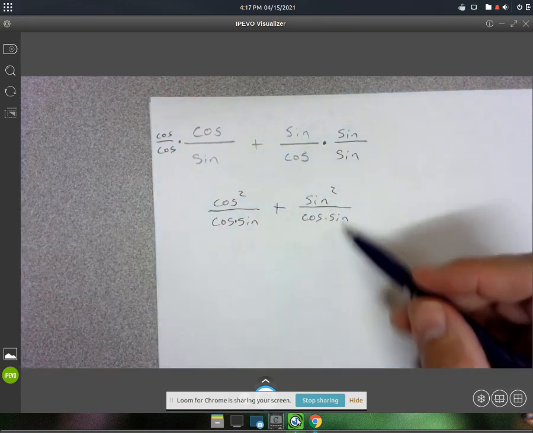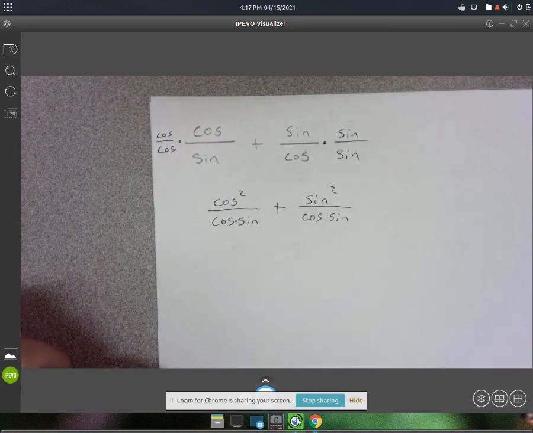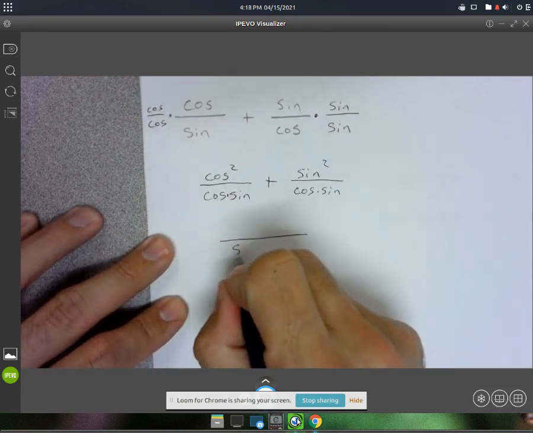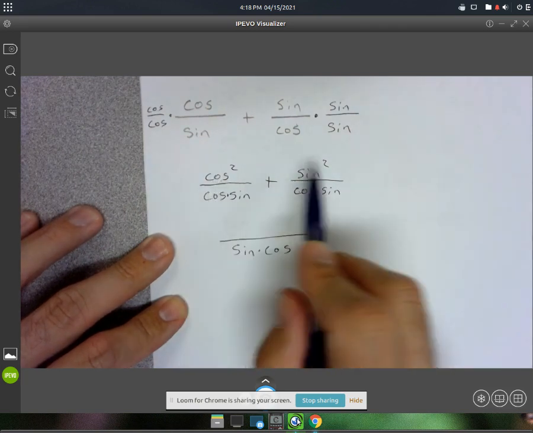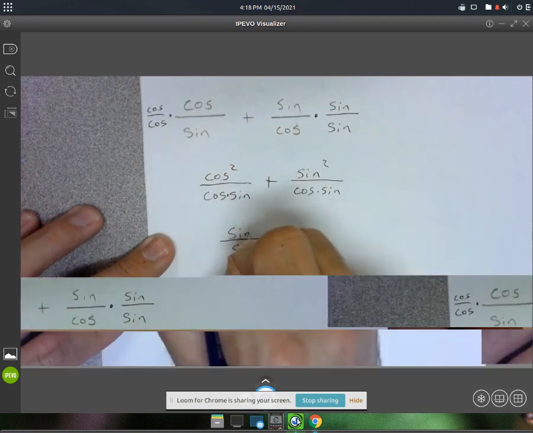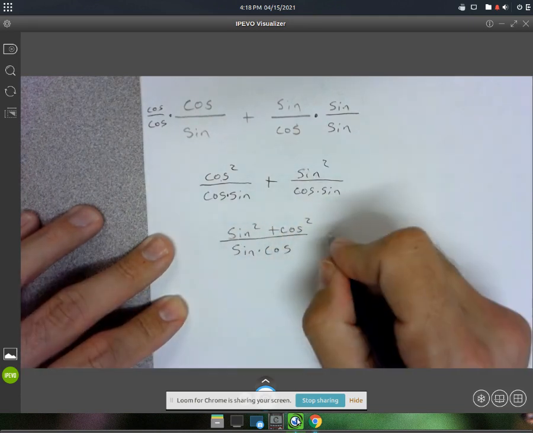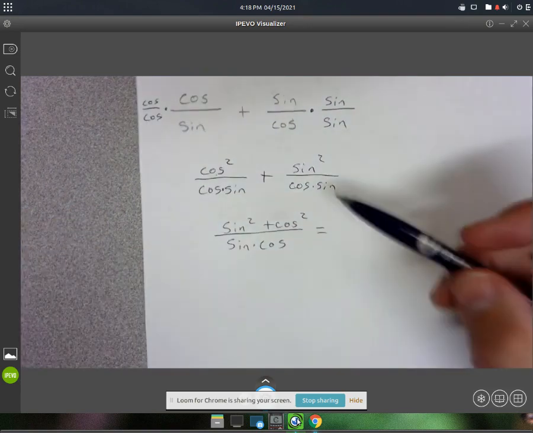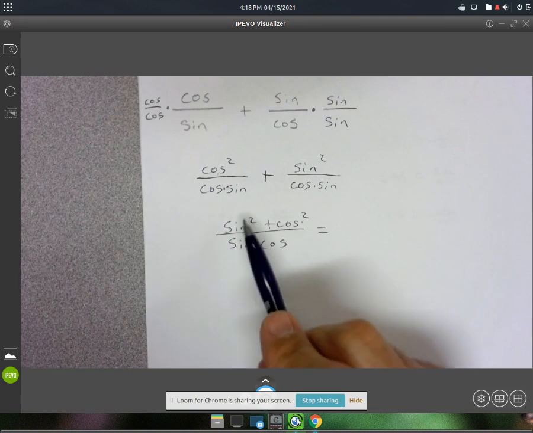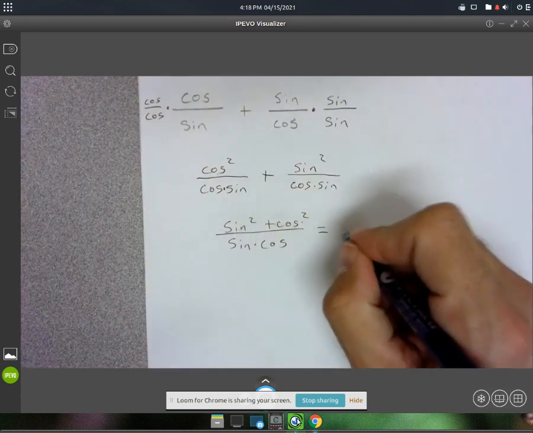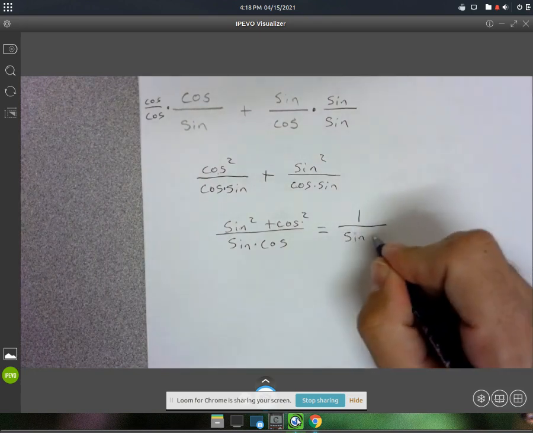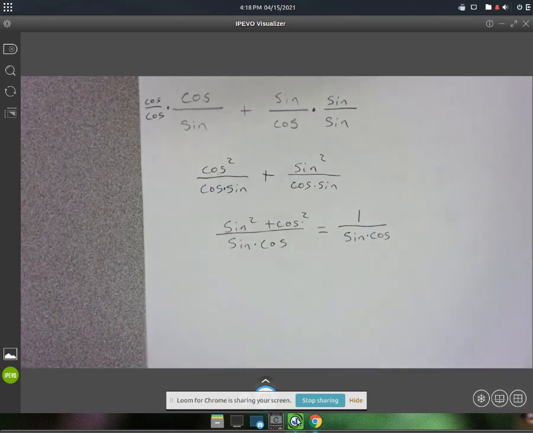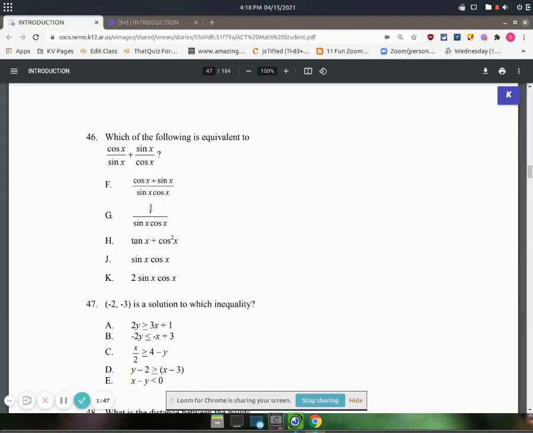But now that they have the same denominators, I can actually put them together. So it's going to be sine, cosine, and then up top, we get cosine squared plus sine squared. If you remember from that last video, this is a Pythagorean identity. It's the most famous one. If you ever see sine squared plus cosine squared, you can replace it with a 1. So what this is, is 1 over sine times cosine. And I believe that was the answer. That's it.